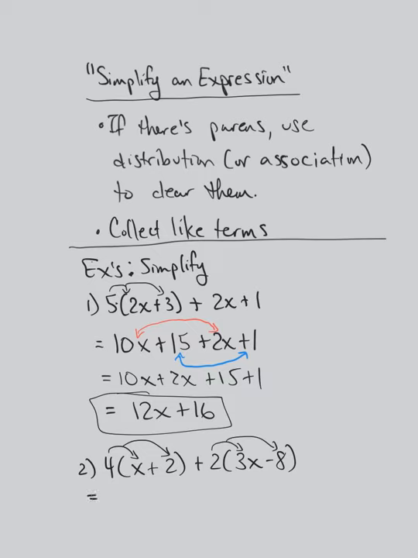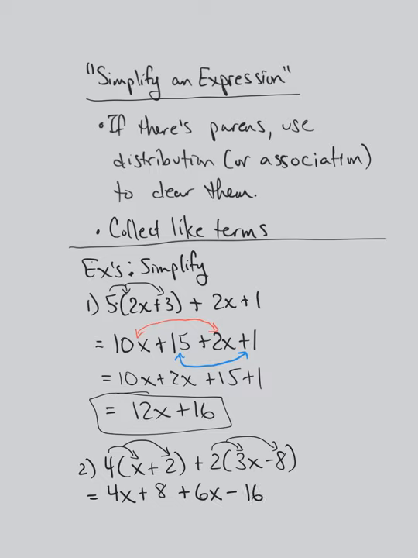Okay. So in my first one, I have 4x plus what? What do I get? Think about it. Remember to distribute that 4. 4 times 2 is 8. Okay. And then plus, now I distribute the 2. 2 times 3 is 6, so I get 6x. And then minus 2 times 8 is 16.